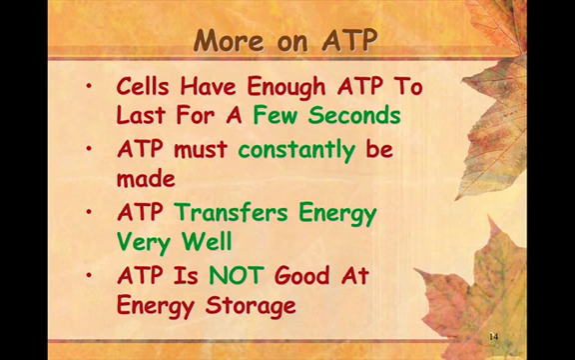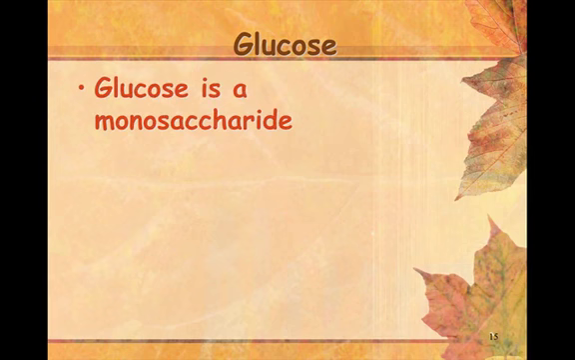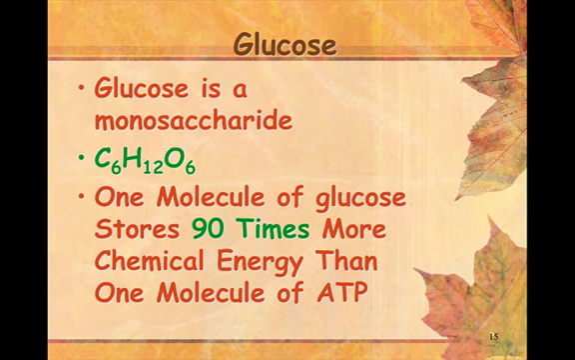So where is the energy in our bodies stored then? That question is answered with glucose. And if you recall from chapter 2, glucose is a monosaccharide. It's the simplest sugar out there. The chemical formula is C6H12O6. One molecule of glucose stores 90 times more chemical energy than one molecule of ATP. So as we learn more about photosynthesis and cellular respiration, you learn why it is important for us to continually supply our bodies with food so that we have enough energy to survive.